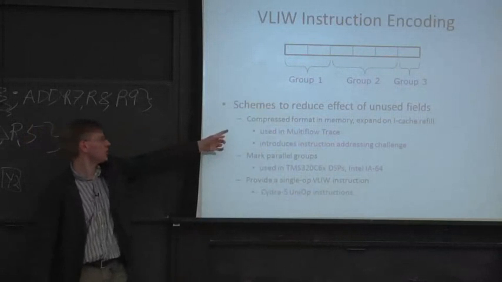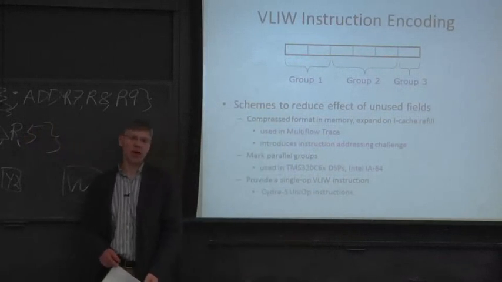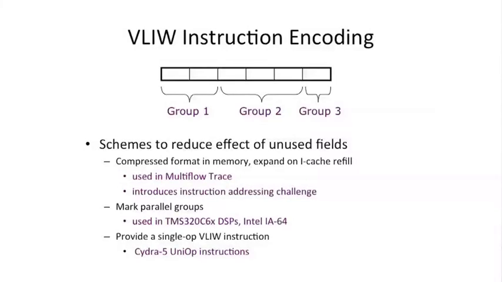Other things you can do is you can have compressed instruction formats. And then when you go to actually execute it, you uncompress the no-ops into your instruction memory, maybe. That's what the Multiflow Trace processor did. This marking of parallel groups is what I was talking about before.